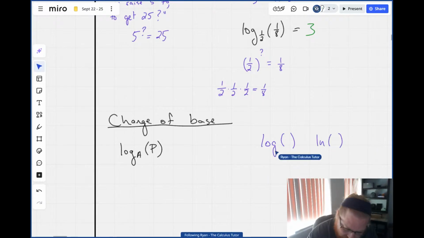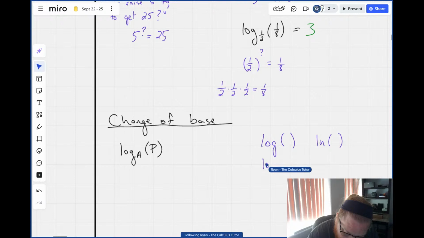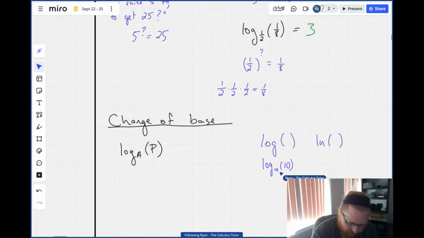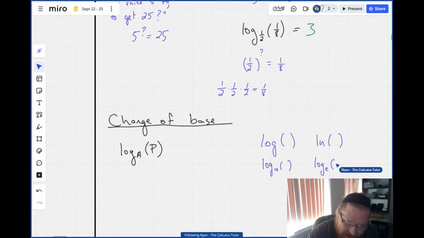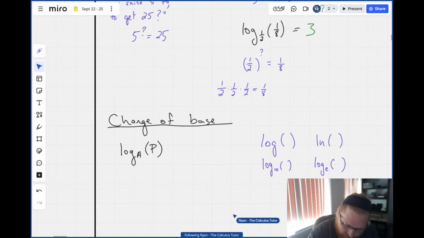This log, if nothing's written, is implied to be a standard log, base 10. Oops, I put a 10 in there. Base 10, because that's the base of our number system. ln is a special log. It is log base e, and e is a special number like pi. It equals approximately 2.72, but its decimals actually go on forever. This is a rounding of it.